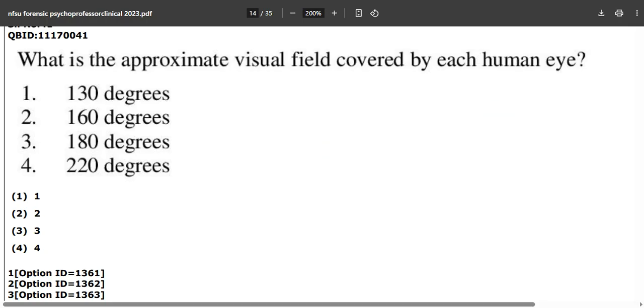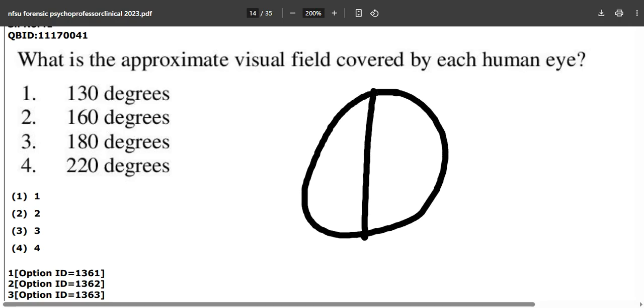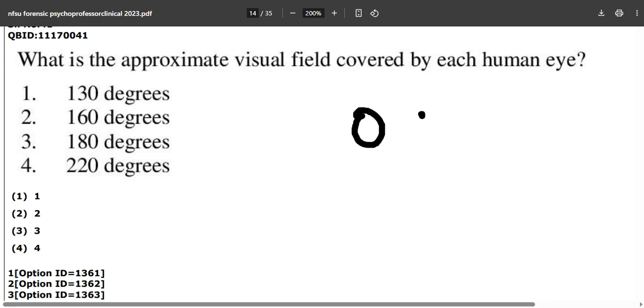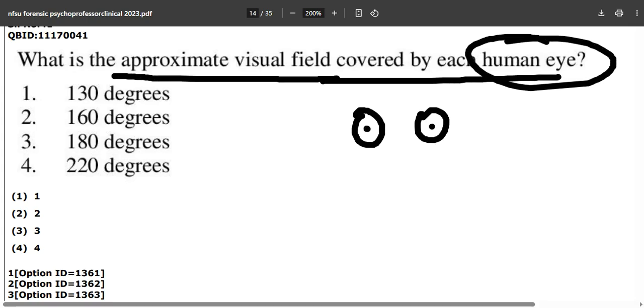So I hope you know this much of mathematics, that this is 180 and this complete round is 360. So let's suppose you are standing over here. These are your pretty eyes, and what visual field can you cover by each human eye? Can you see what is behind you, just behind your back? Are you able to see that?